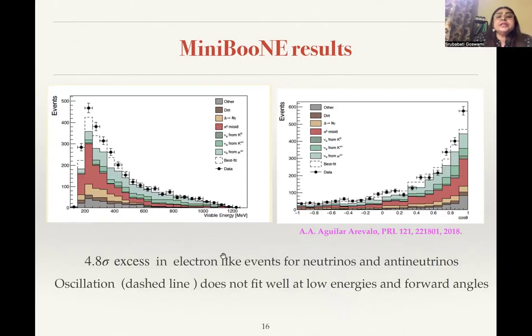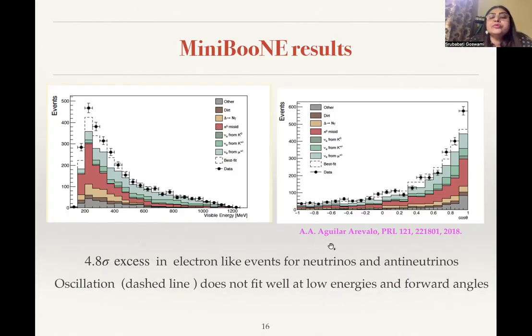MiniBooNE ran from 2002 to 2017, and this is the final MiniBooNE result published in 2008. What they observed was a 4.8 sigma excess in electron-like events for both neutrinos and antineutrinos. So MiniBooNE corroborated the LSND result.